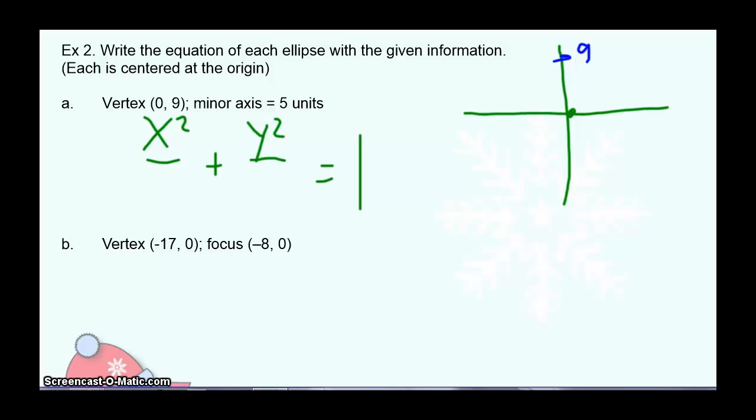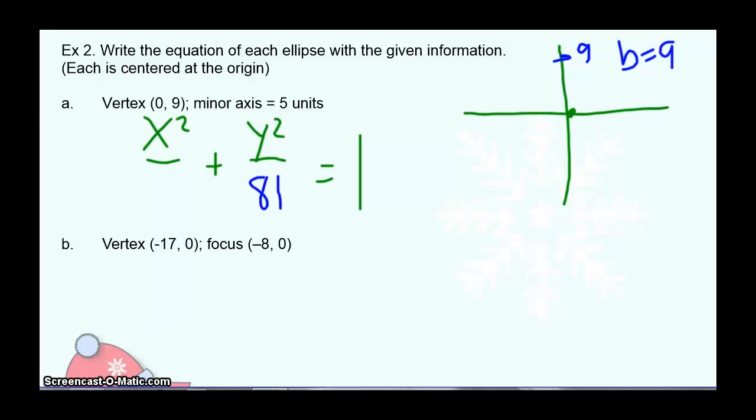That means from the center I went up 9. So my A number or my B number, whatever you want to call it, is 9. And what is 9 squared? 81. So the 81, since I went up, has to go under the y squared. So the letter A and B don't really matter.